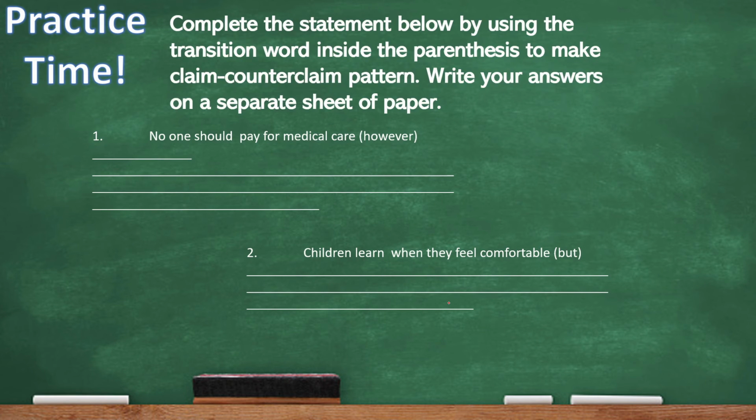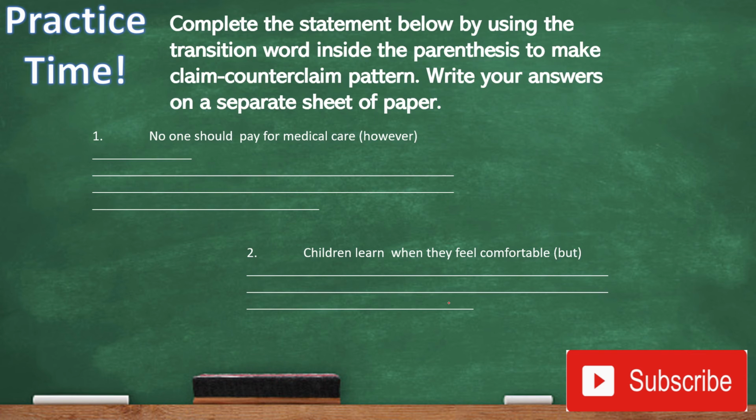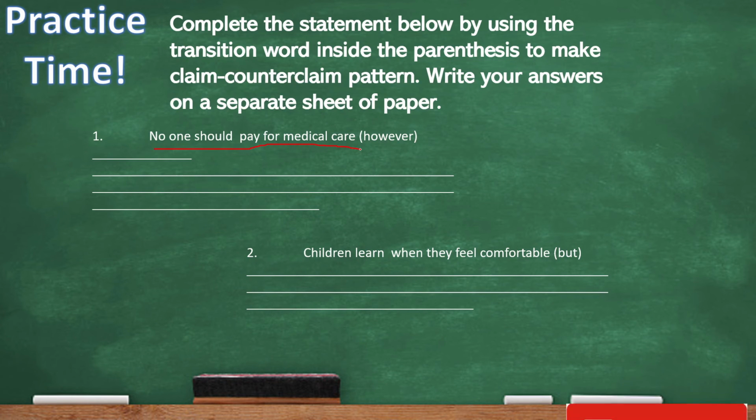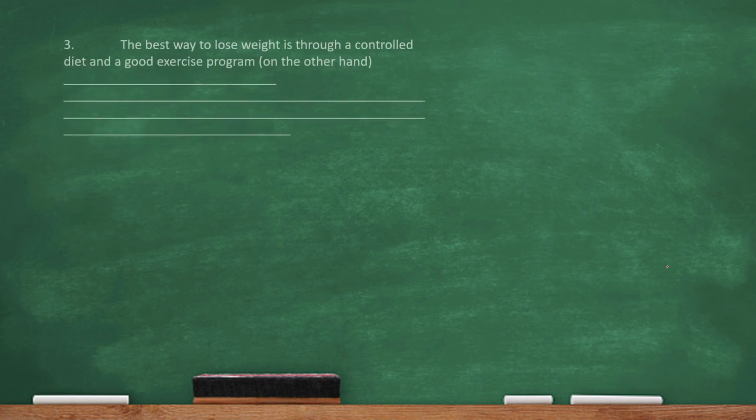Complete the statement below by using the transition word inside the parentheses to make claim counterclaim pattern. Write your answers on a separate sheet of paper. Number 1. No one should pay for medical care. Use the word however. Number 2. Children learn when they feel comfortable. Use the word but. Do you follow? Let's proceed with the next one.